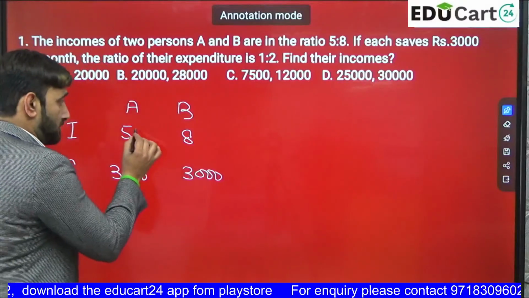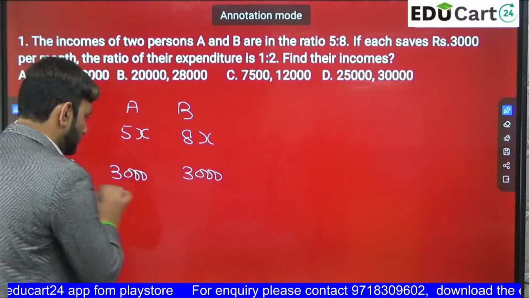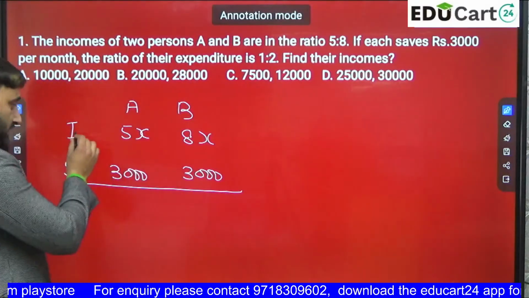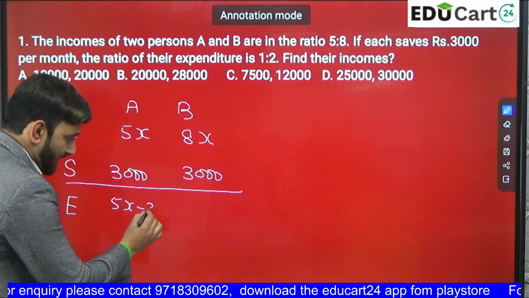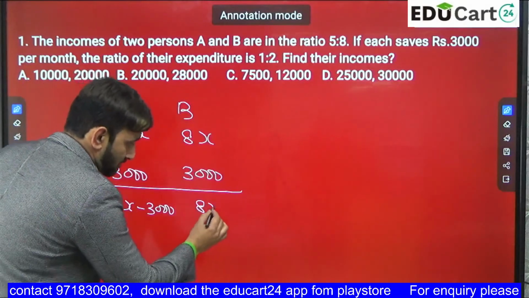So here I am considering their incomes as 5x and 8x. Their expenditures, that is income minus saving, will come out to be 5x minus 3,000 and 8x minus 3,000.